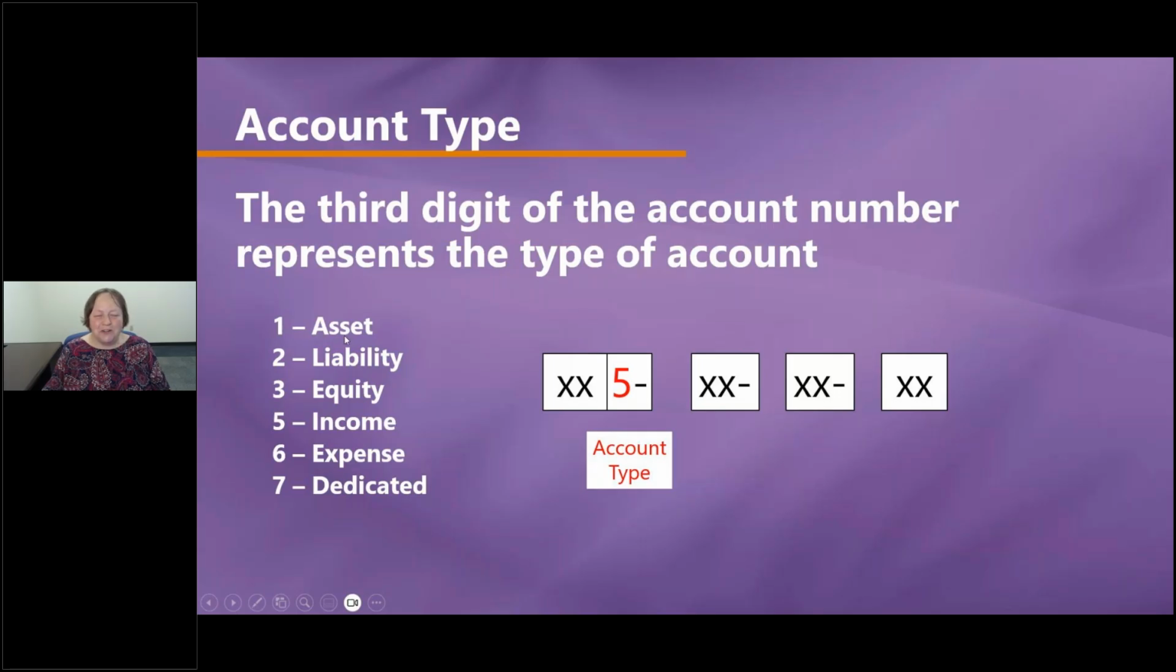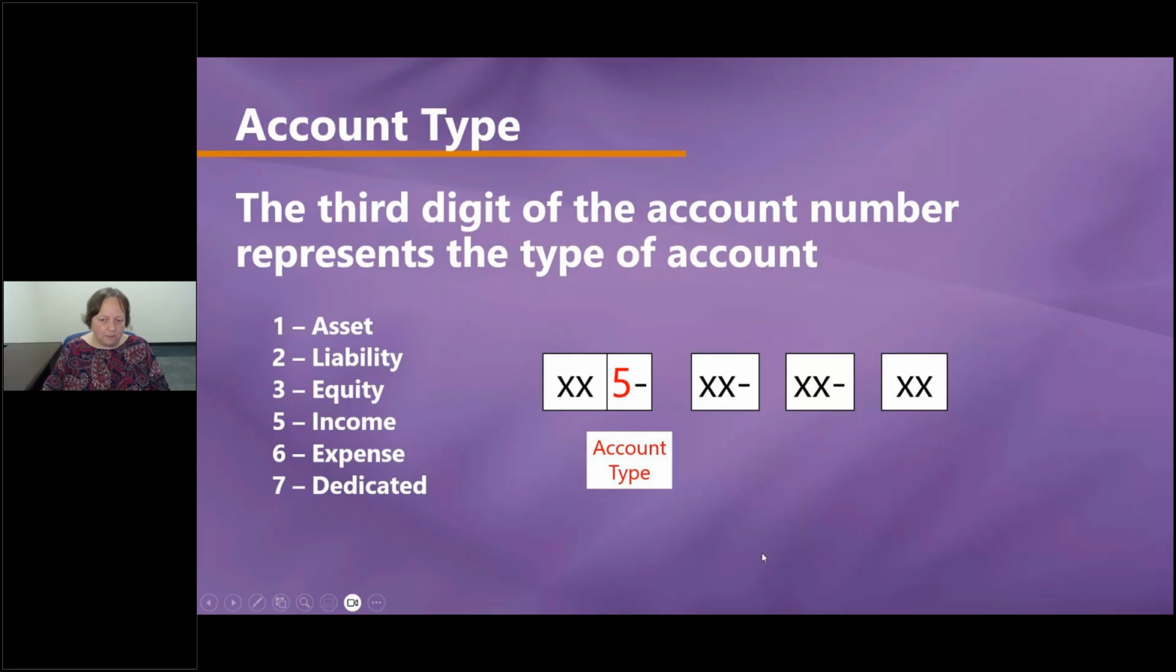So assets are 1. If it was 011, that would mean it's your first book and it's an asset account. If it's 012, it's your first book and a liability account. If it's 023, it would be your second book and an equity account, etc., on down the line. So that number right there is going to tell you what the account type is.